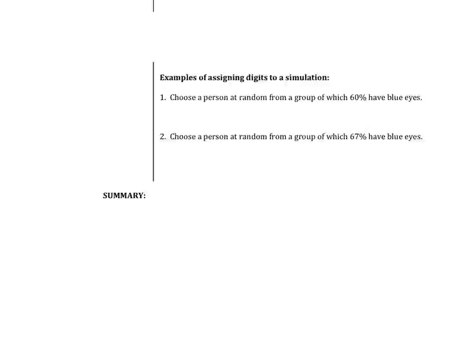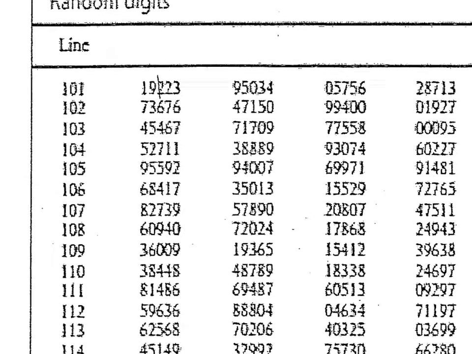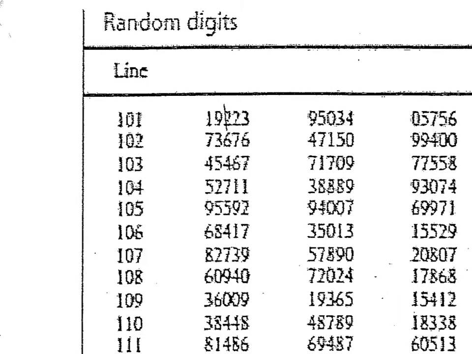Okay, so line 101. Remember, 0s and 1s are green. 2 through 9 is not green. So in the first 5, right here is the first 5. How many are 0s or 1s? There's 1. How many are not? So we have 4 nots and 1 yes.